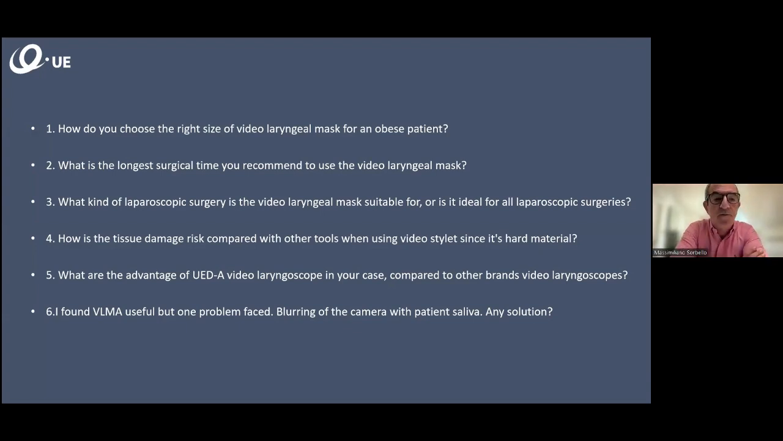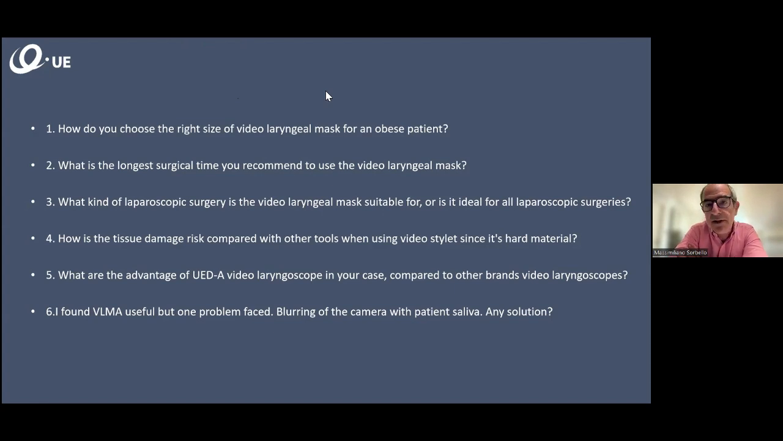Thanks, Thomas. So I see the questions here on the screen. I think I can combine an answer. So the first thing is about sizing. When we were starting using the laryngeal masks, they were provided with a table suggesting the sizing based on weight. But anyone dealing with obese patients knows that weight can be tricky. So exactly like you work on ideal body weight for some medication, you should think differently when you use a laryngeal mask for an obese patient.